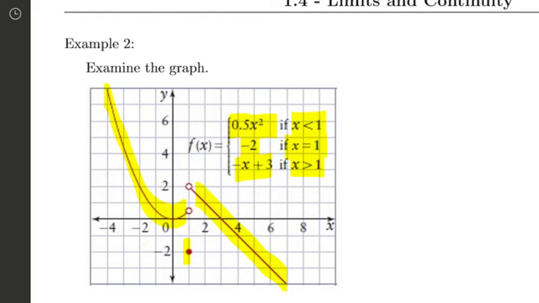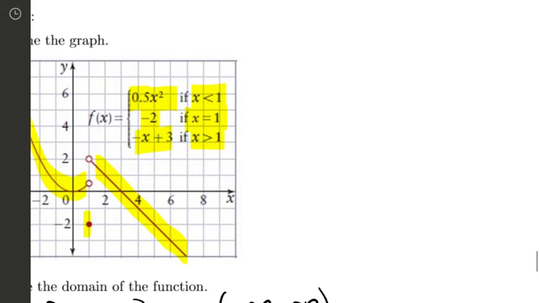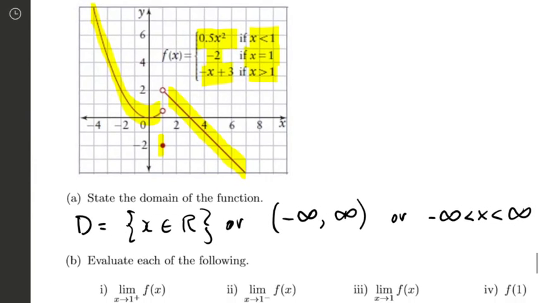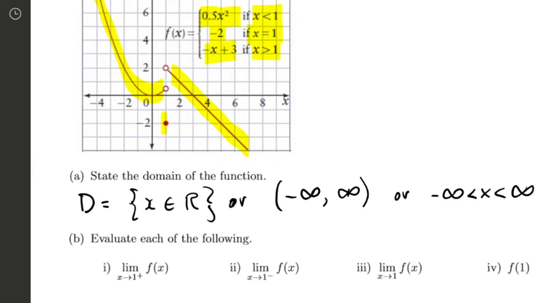What's the domain of our function? It appears that every single x value is represented somewhere in this graph. So my domain is x is an element of all real numbers. Or, if you're familiar with this notation, we could say from -infinity to +infinity, or negative infinity less than x less than positive infinity. Multiple representations of our domain.